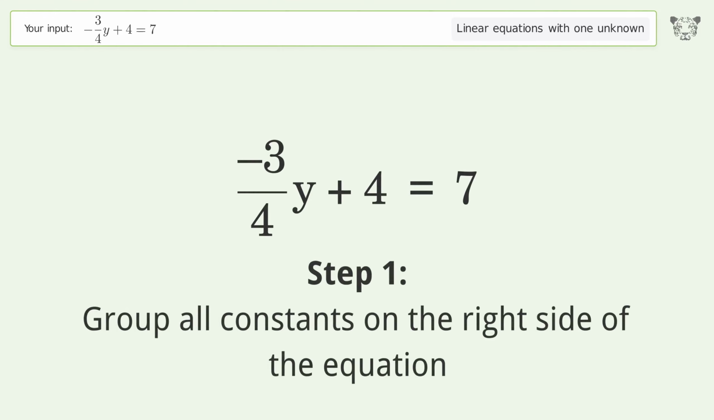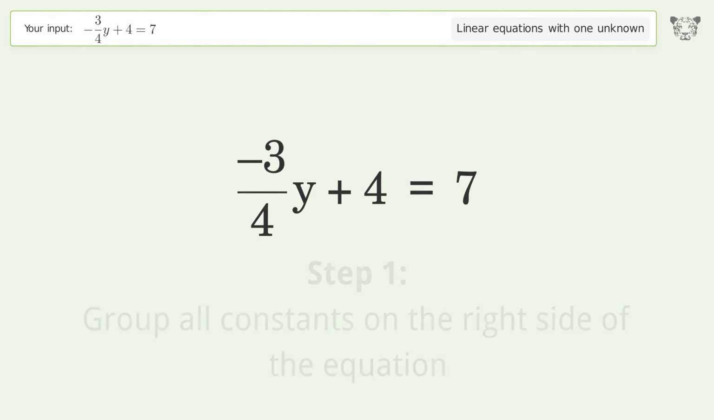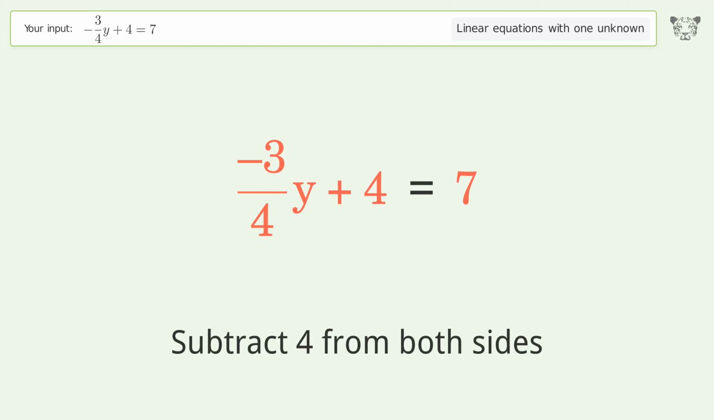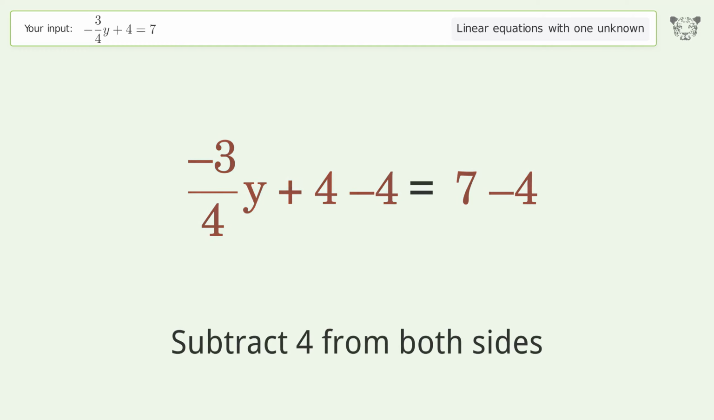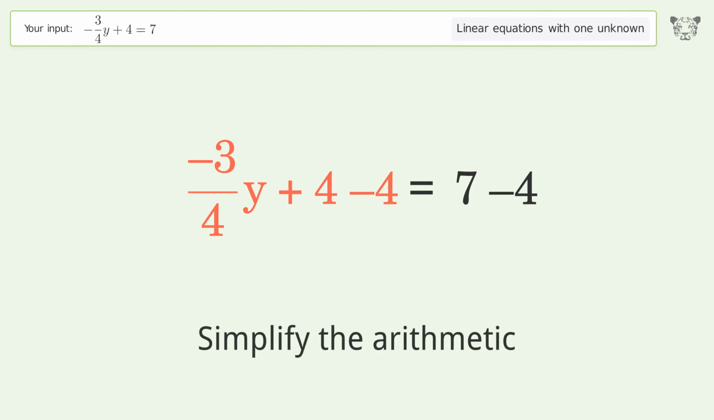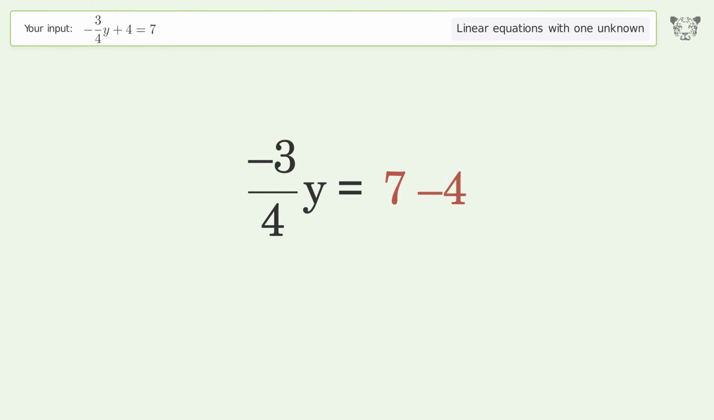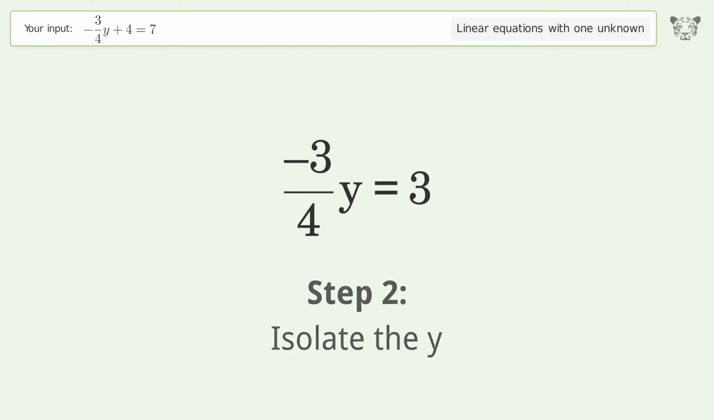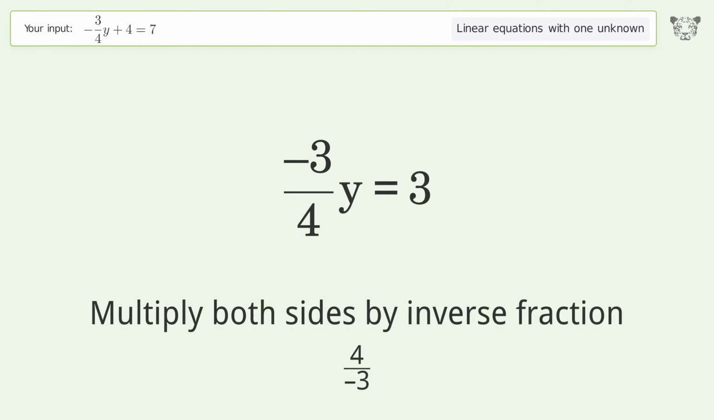Group all constants on the right side of the equation. Subtract 4 from both sides. Simplify the arithmetic. Isolate the y. Multiply both sides by inverse fraction 4 over -3.